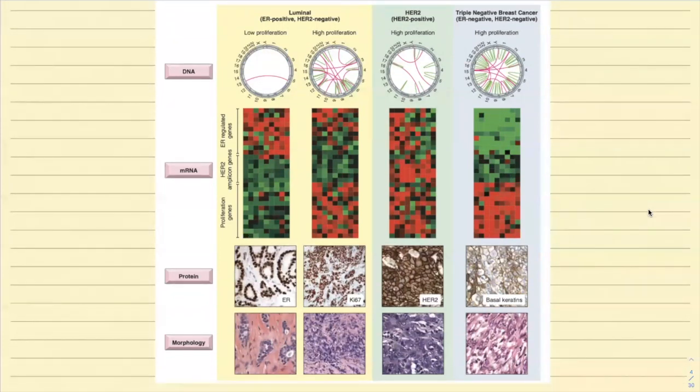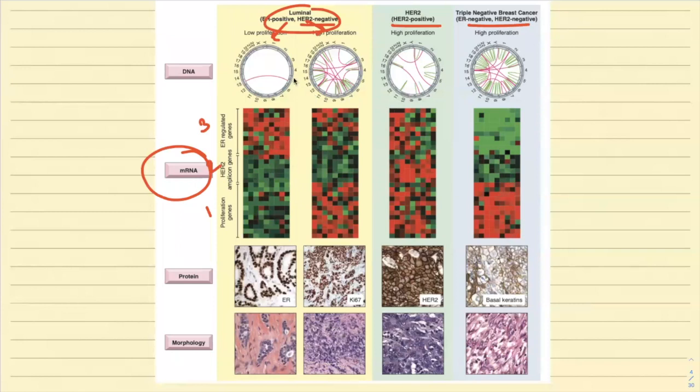Now, this is the diagram, as I was telling you, for the luminal variety, which is ER positive and HER2 negative, the HER2 positive, and the triple negative breast carcinoma. As I told you, the luminal variety can be low proliferation or high proliferation. So if you are carrying out an mRNA study, in the lower half you have the proliferation genes, in the upper half you have the HER2 expression, and in the uppermost you have ER regulated genes.